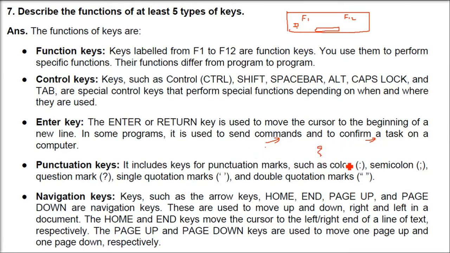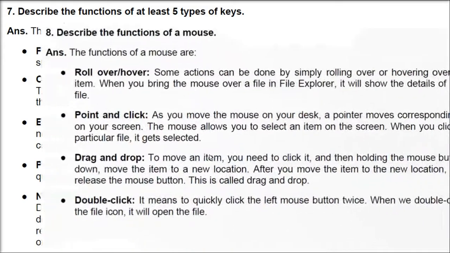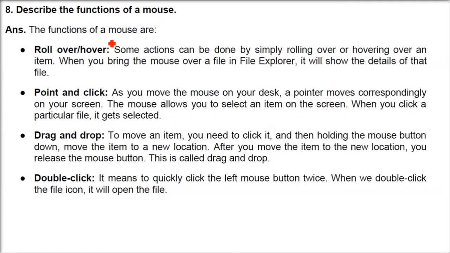Punctuation marks are colon, semicolon, question mark, single quotes, double quotes. So these are used in programming, these are used in typing, in various ways in various places. Navigation keys like arrow keys, home, page up, page down. You need to navigate. How do you navigate? You navigate through page up, page down, home, and you want to come to the first of the line, last of the line.